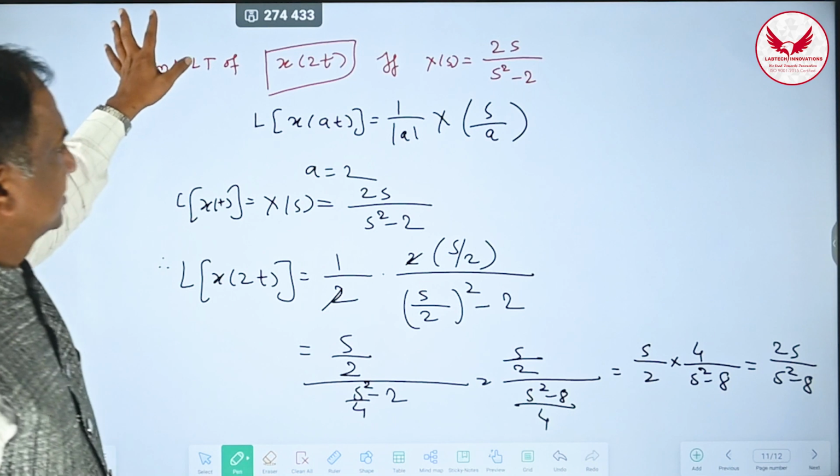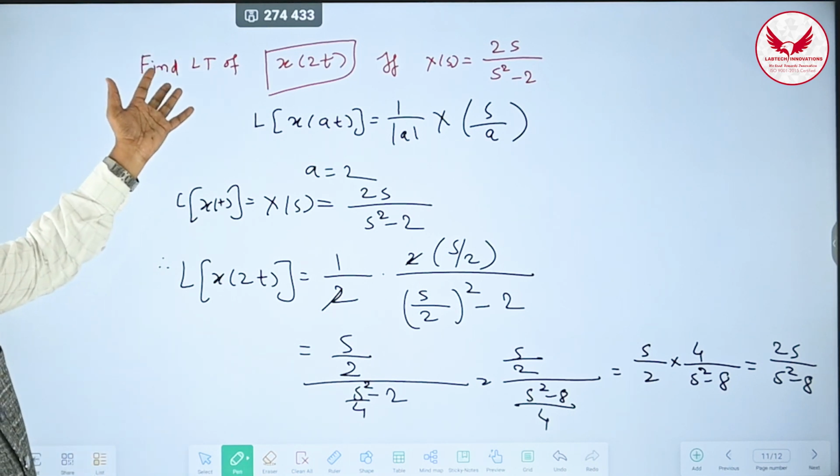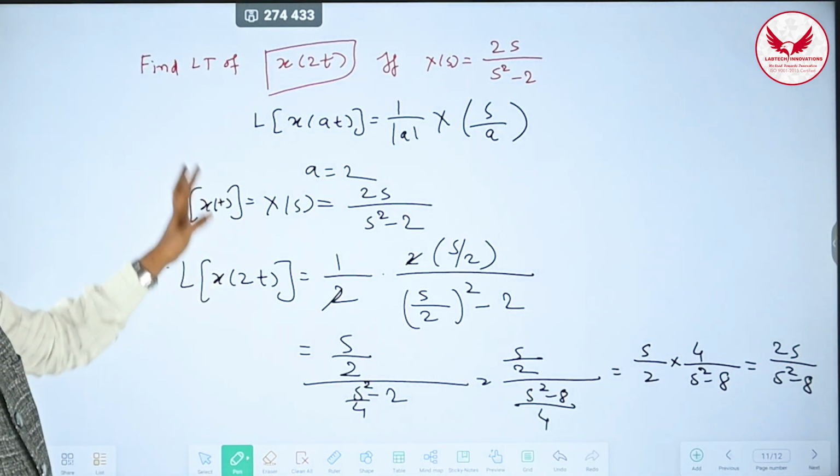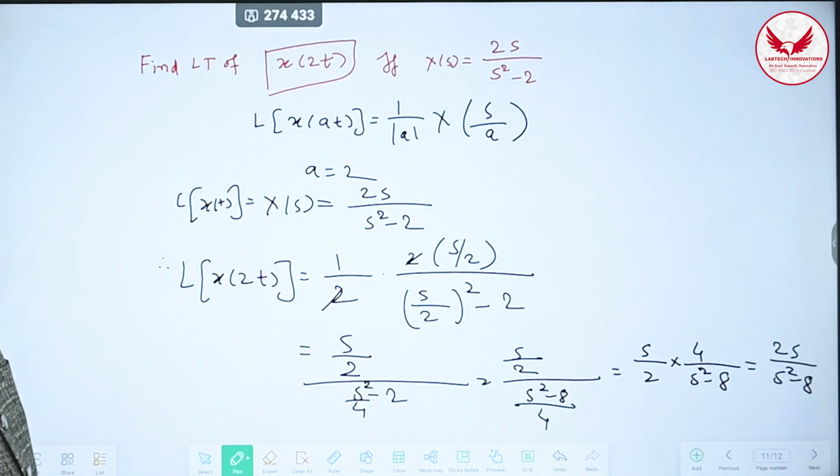So accordingly you can recall the property and substitute the values accordingly, and you will get the Laplace transform of any complex signal.